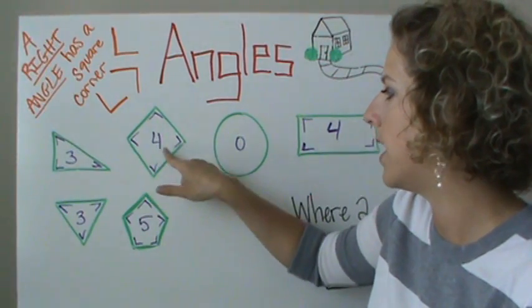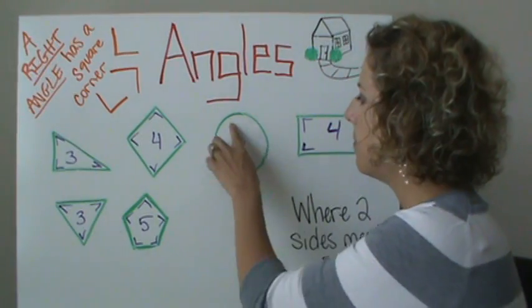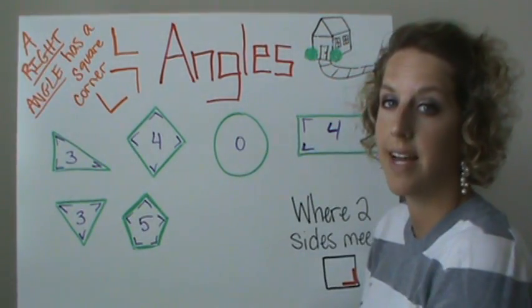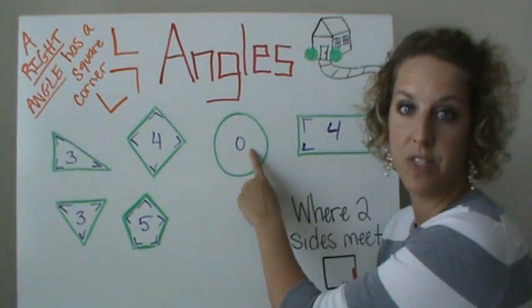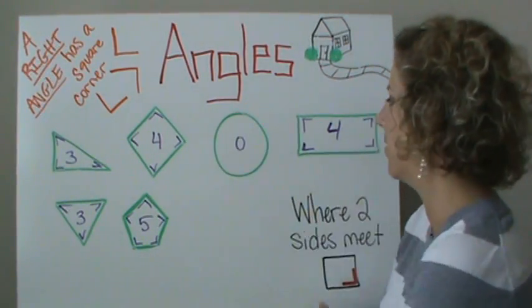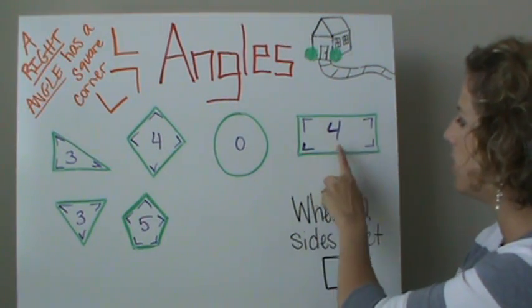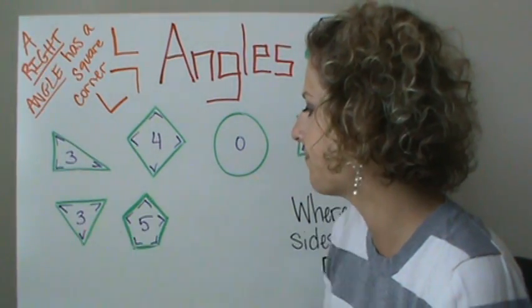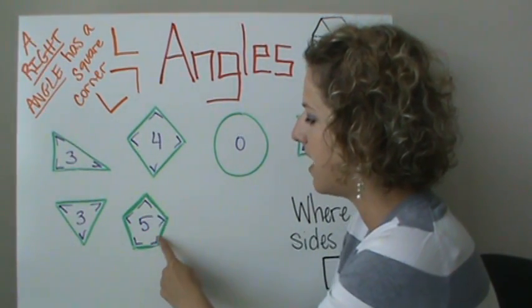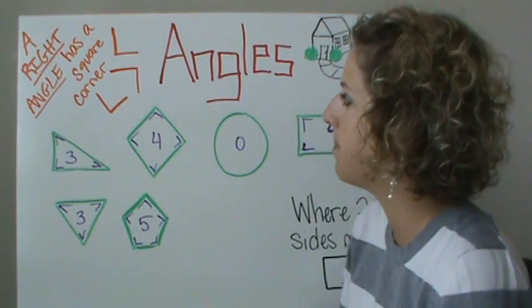There are 1, 2, 3, 4 angles in this shape. Remember, our circle had 0 sides, and if 2 sides have to meet, well, that's impossible for a circle, so there are 0 angles. This shape has 4 angles, 1, 2, 3, 4. This shape has 3. And this shape has 5 angles on the shape.